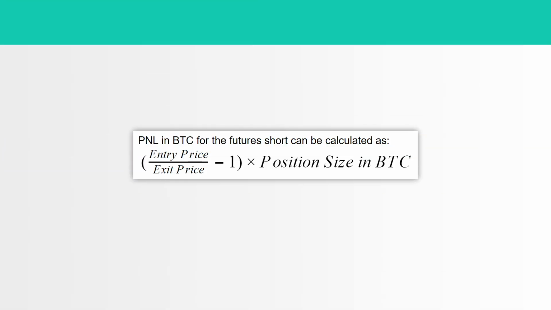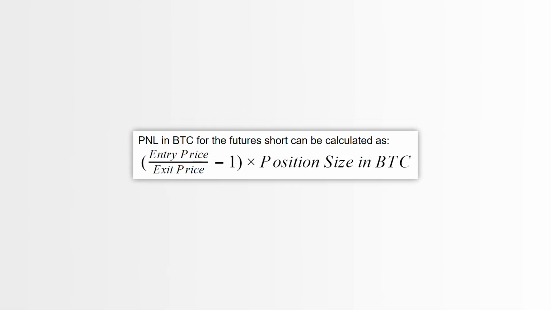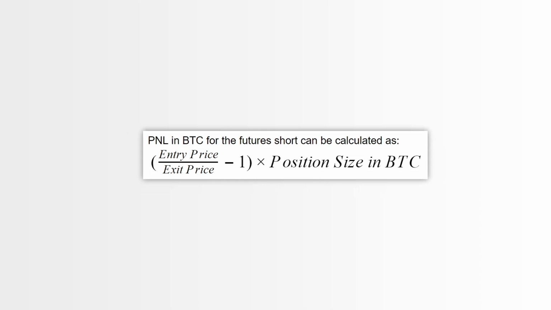More generally, the P&L in Bitcoin for the futures short can be calculated as entry price divided by exit price, minus 1, times position size in BTC.